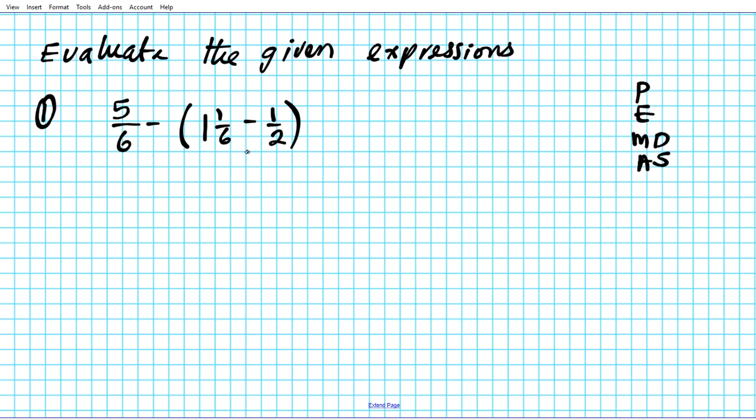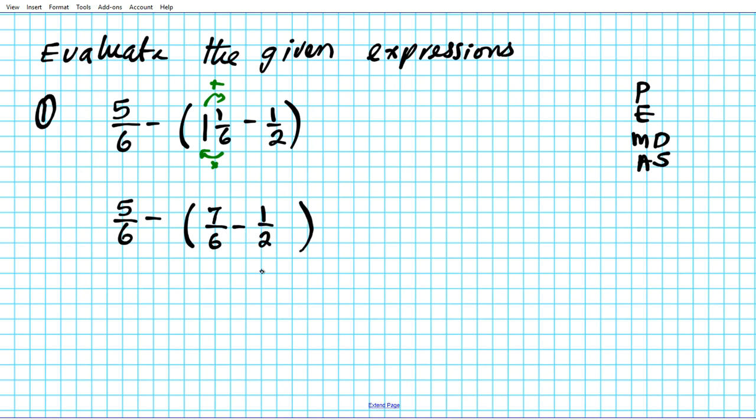Whenever you're subtracting fractions, you want to express them as improper fractions whenever you have mixed numbers. So 1 and 1/6, we need to convert that to an improper fraction. We just multiply 6 times 1, and we add the result to 1 over 6. So that gives us 5 over 6 minus, 6 times 1 is 6, plus 1 is 7, 7 over 6 minus 1 over 2.